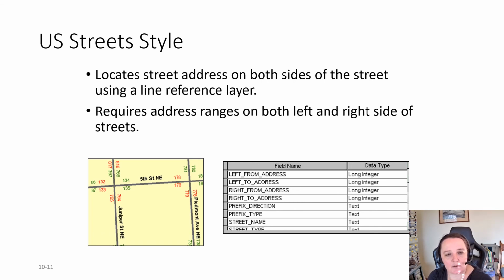If you look at this drawing here, I'm going to try to use my mouse, you can see that for 5th Street Northeast, for this block of 5th Street, on one side it runs from 134 to 178, and on the other side it runs from 135 to 179.